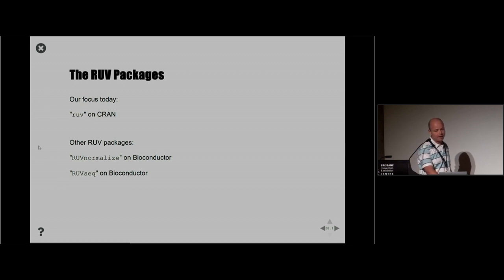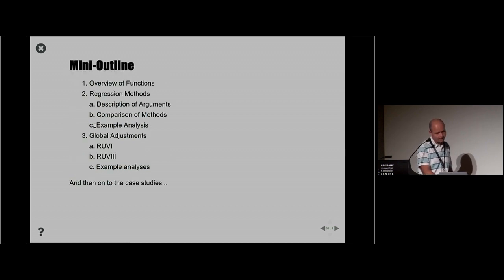So there are multiple packages. Again, the one that I'm going to be focusing on today is the one on CRAN, just called RUV. Okay, so what I'm going to do in this next section of the talk is give an overview of some of the main functions that are in the RUV package. And then specifically, these are broken down very broadly into what I'm going to call regression methods and global adjustments.